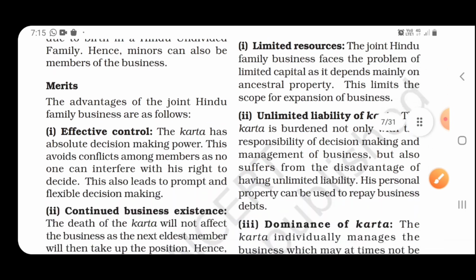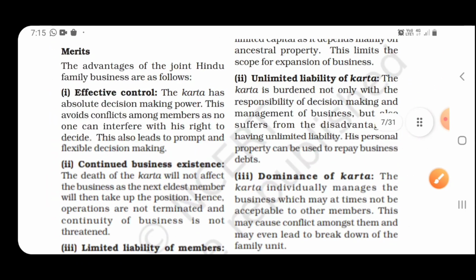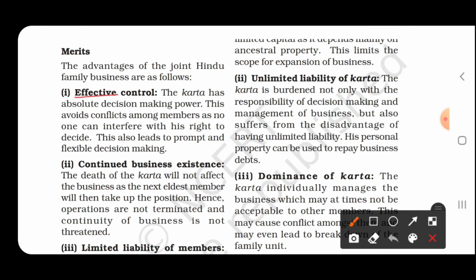Now we are going to look at the merits. It is effective control. Effective control means the karta has absolute decision making power. He is the eldest person. He is the one who is carrying out, he is taking all the decisions inside the business organization. Then he has absolute decision making power. So this avoids conflict.